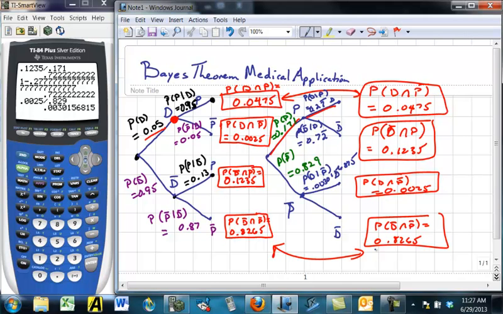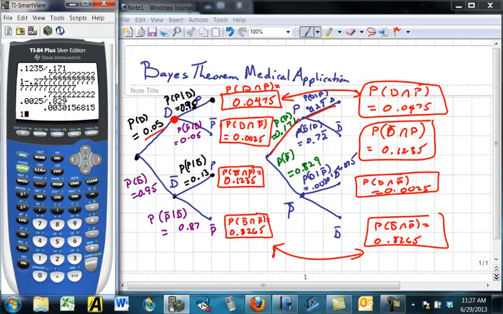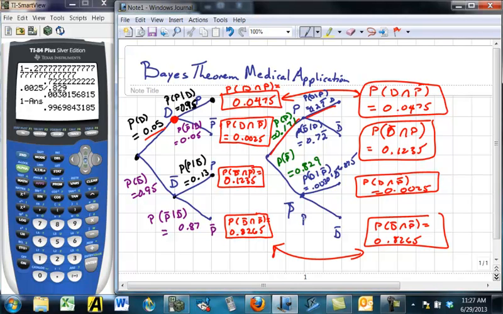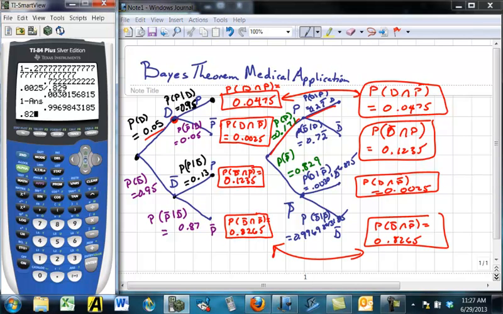And we can either do 1 minus that answer to get this one down here, probability of no disease given not positive. Very high there, 0.996984385. Okay, or we could have gotten the same thing by 0.8265 divided by 0.829. So again, I could check it by multiplying along the paths here to get the numbers at the end.